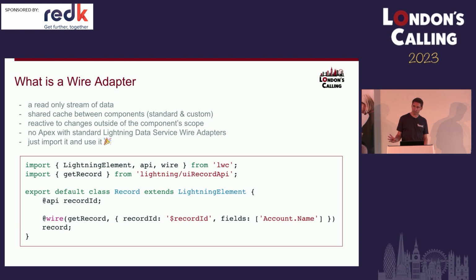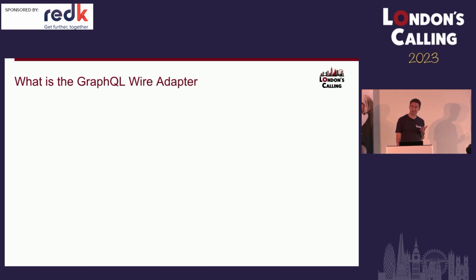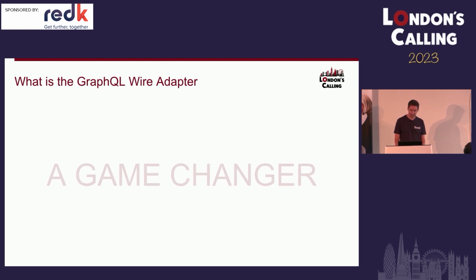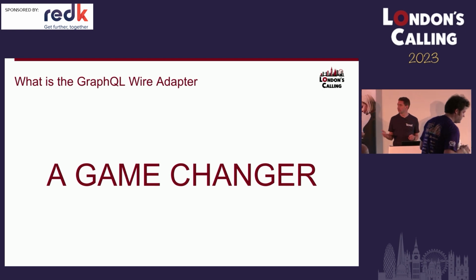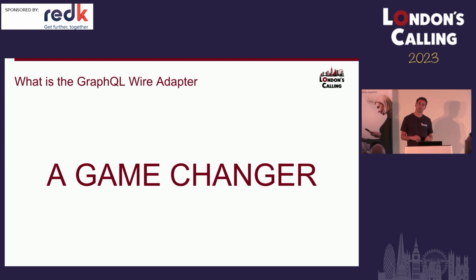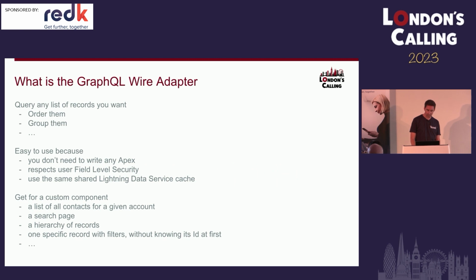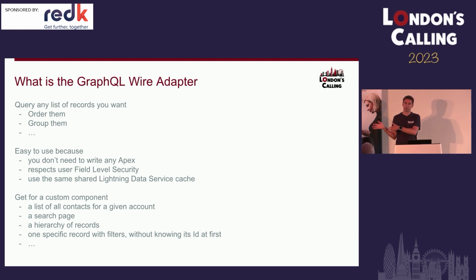So I really love Wire Adapters, which is why I was really excited about the new Wire Adapter for GraphQL. So what is this specific wire adapter for GraphQL? To me, that's just a game changer. I mean, really. Sometimes I talk about stuff and say, oh, it's new, it's exciting, and that's it. For this, I think it will really change the way you develop your LWC for Salesforce. Why? Well, first, you will be able to query any records you want. Today, when you use the previous wire adapter, like getRecord, you need to pass an ID, for instance, of the specific record you want, and you will get only one.